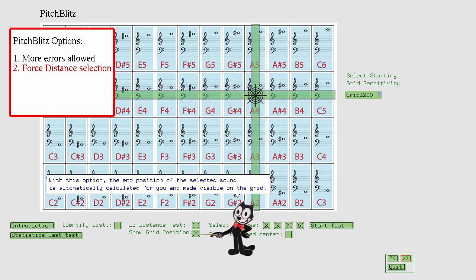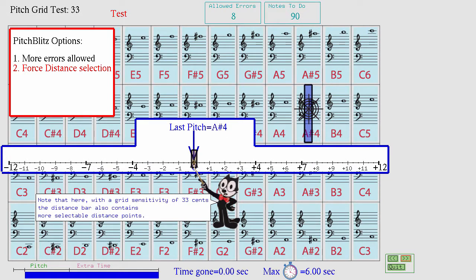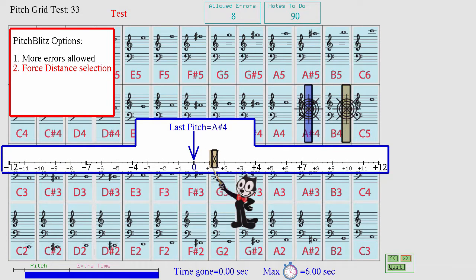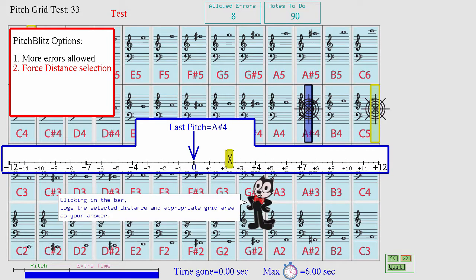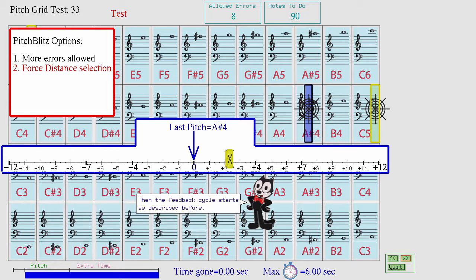With this option, the end position of the selected sound is automatically calculated for you and made visible on the grid. Note that here, with a grid sensitivity of 33 cents, the distance bar also contains more selectable distance points. Clicking in the bar logs the selected distance and appropriate grid area as your answer. Then the feedback cycle starts as described before.